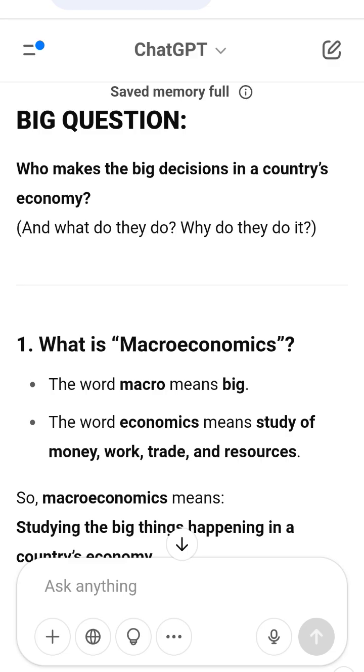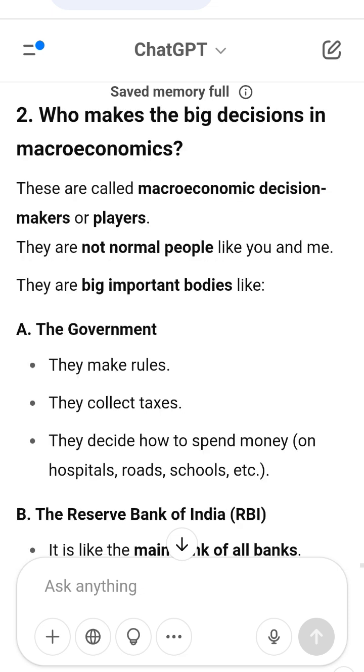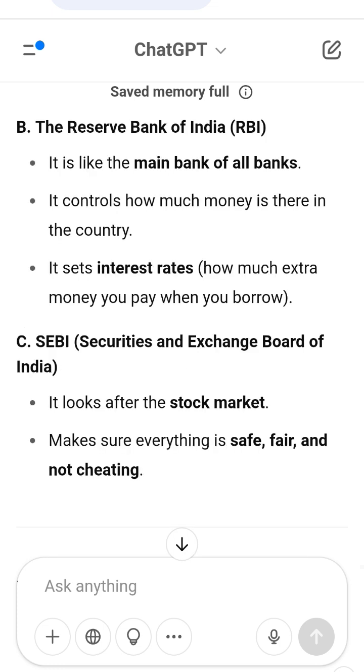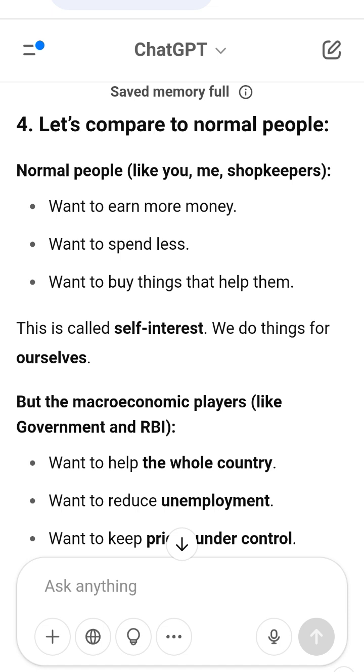7. What makes macroeconomic players different? Normal people think about themselves. Macro players think about everyone in the country. Normal people try to earn money. Macro players try to create jobs, peace and progress. Normal people don't care about public goals. Macro players have laws and rules to follow. Normal people work for personal needs. Macro players work for national needs.